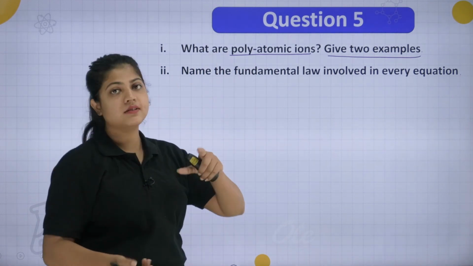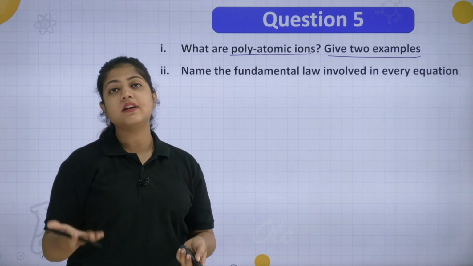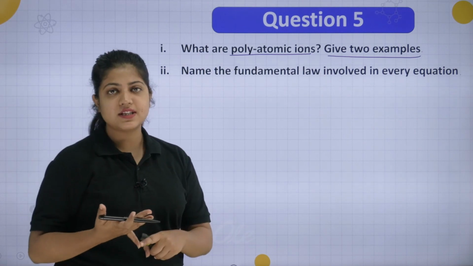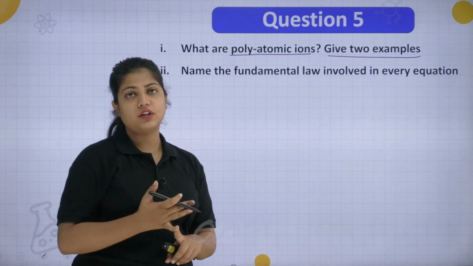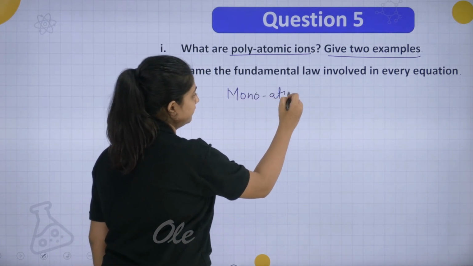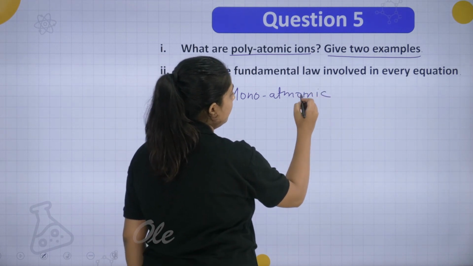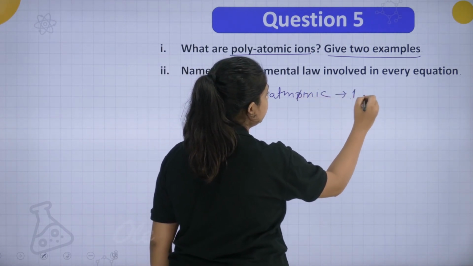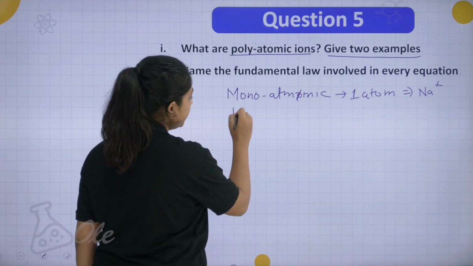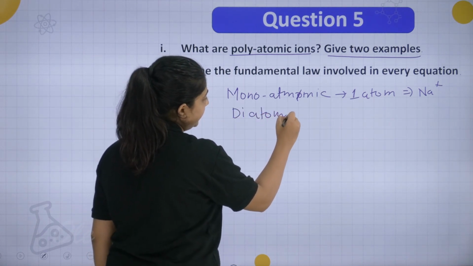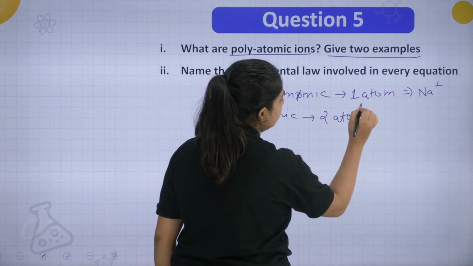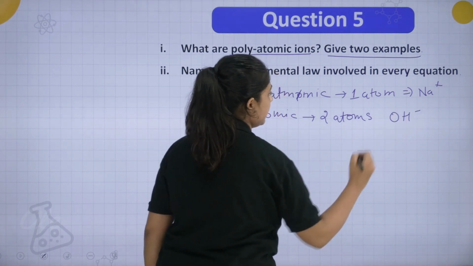Now, what are polyatomic ions? Usually we say monoatomic, which means it contains one atom, for example Na positive. If I say diatomic, it contains 2 atoms. That particular ion will contain 2 atoms, for example OH negative.